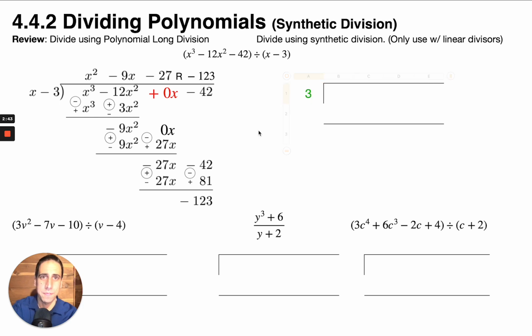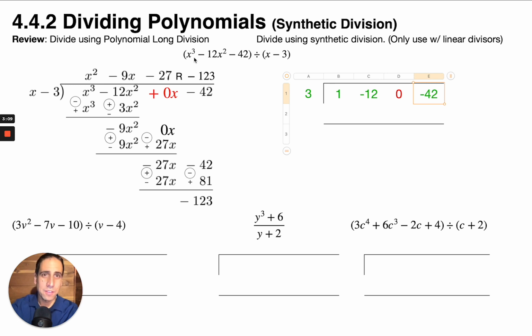And then instead of 1x cubed, we're just going to write a 1. And then instead of minus 12x squared, we're going to write a minus 12. And we notice, wait a minute, there's a linear term missing. There should be something x, so we'll just write a 0. That's the placeholder. And then minus 42.